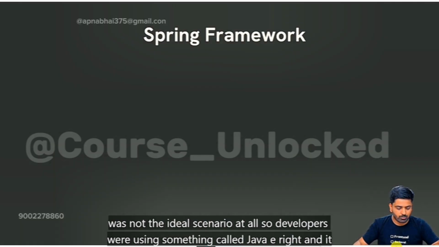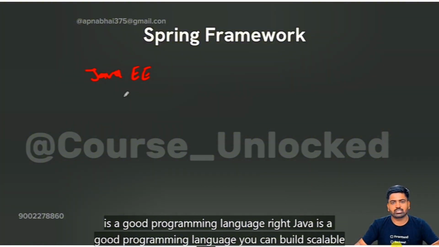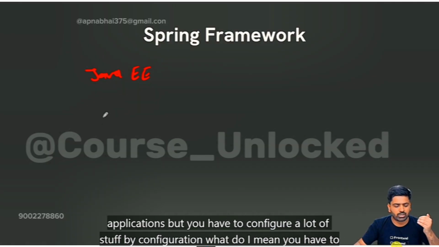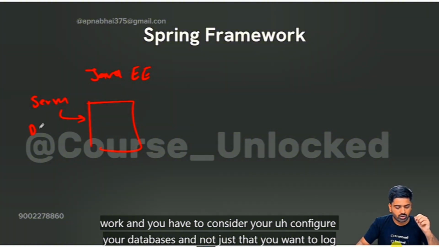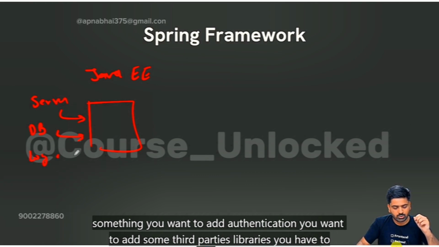So developers were using something called Java EE, right? And it is a good programming language, right? Java is a good programming language. You can build scalable applications, but you have to configure a lot of stuff. By configuration, what do I mean? You have to configure your server, let's say, which server you want to use and how that server is going to work. And you have to configure your databases. And not just that, you want to log something, you want to add authentication, you want to add some third-party libraries.